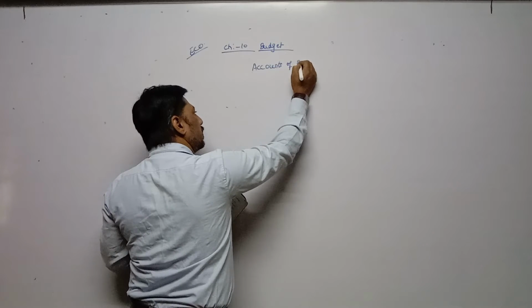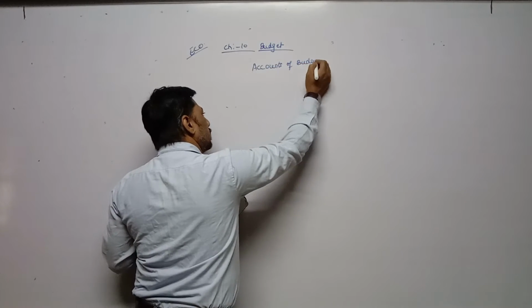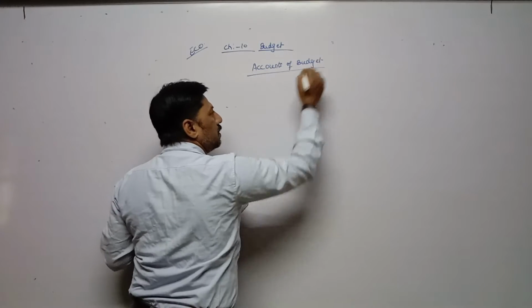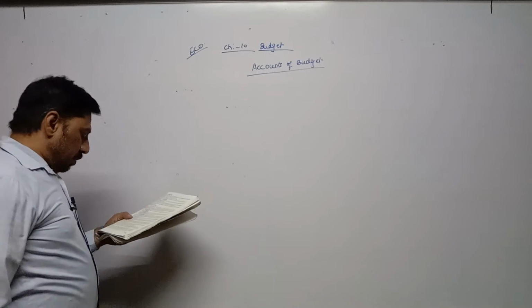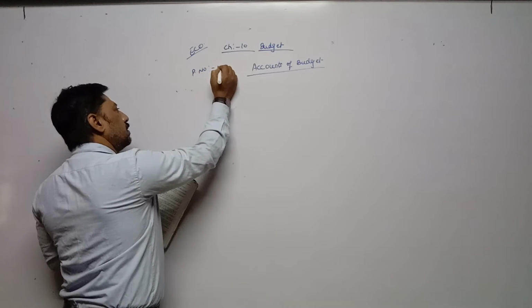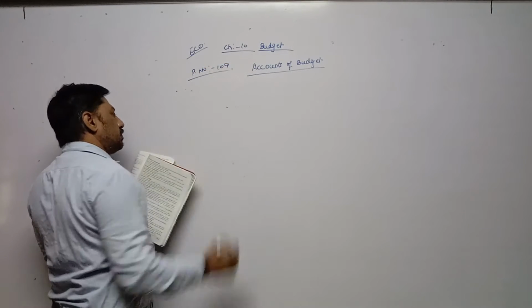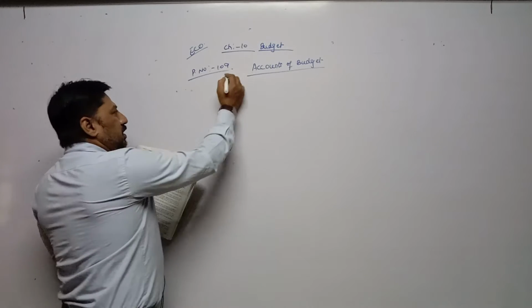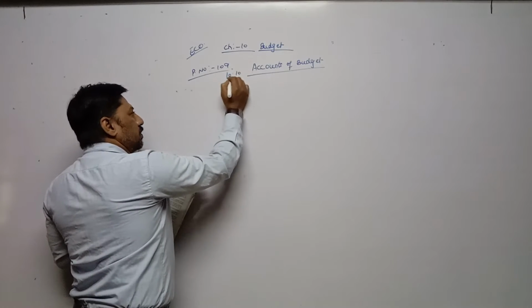Accounts of budget. This is given on page number 109. And the topic is 10.10.